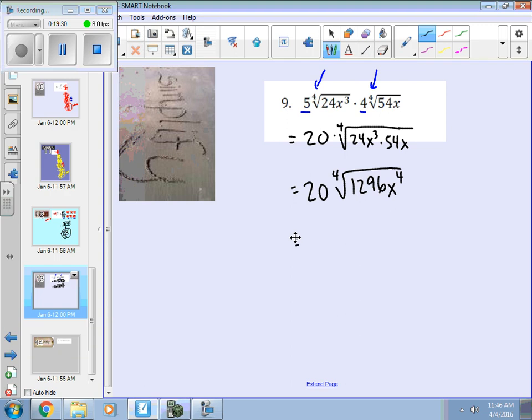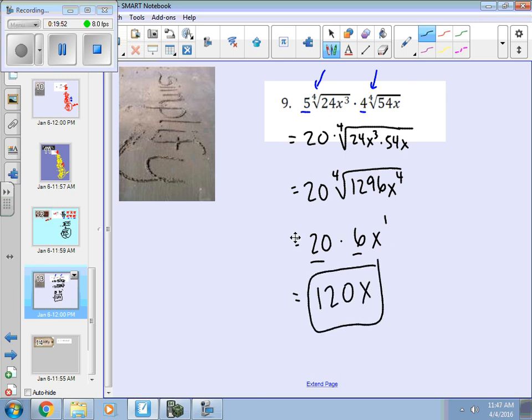So this equals 6. Now let's see, what's the 4th root of x to the 4th? Well, remember, when you're doing roots, you're actually dividing. So if we take 4 divided by 4, that's going to be x to the 1st power. All right, now the last thing we want to do is just multiply these 2 numbers together. The answer would be 120x would be what this simplifies to.